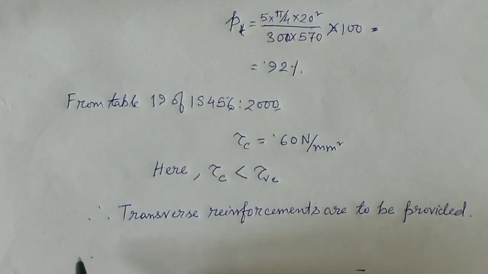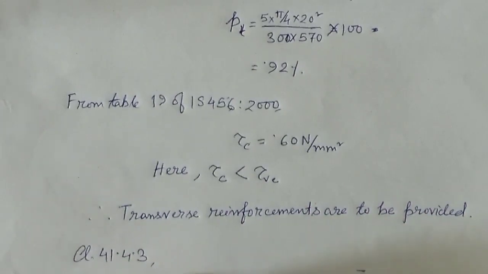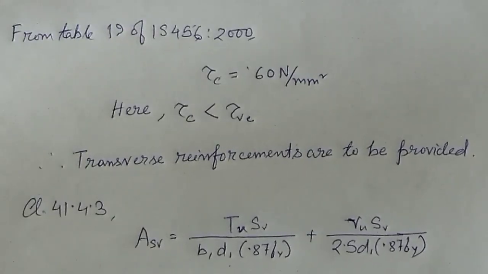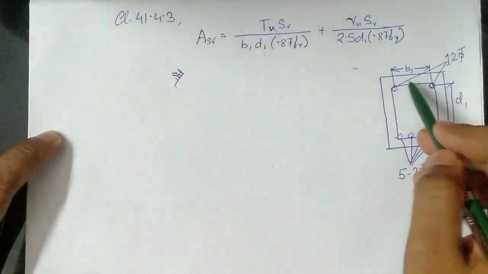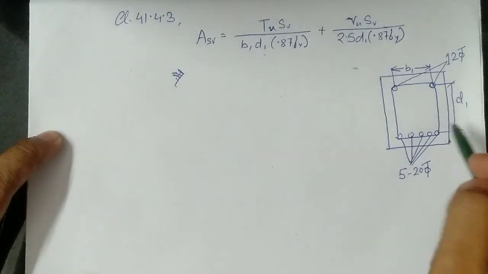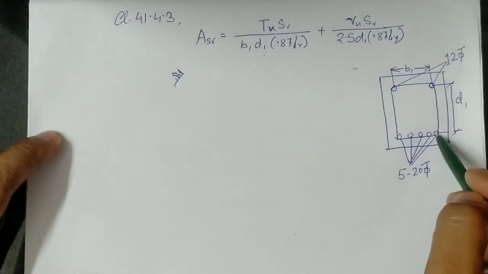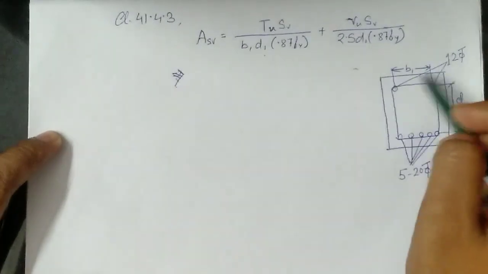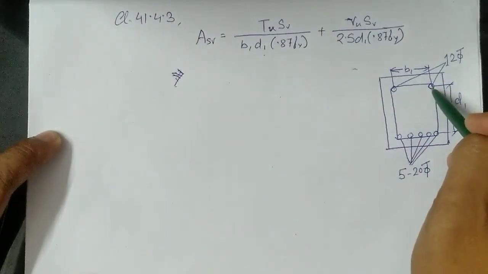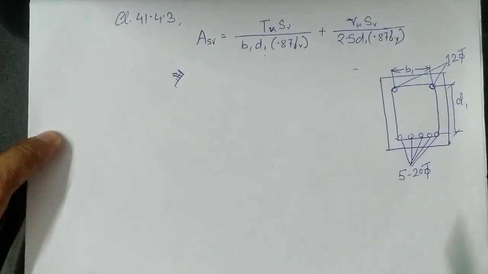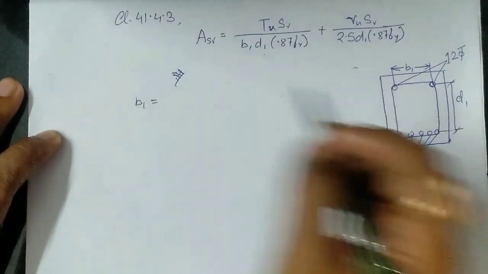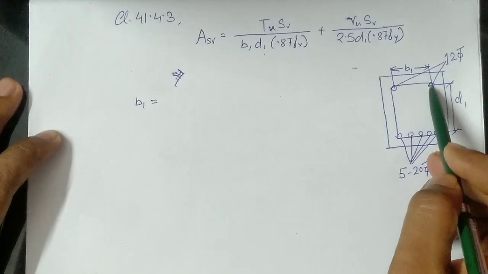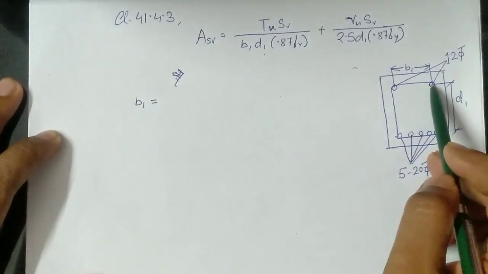Now, following clause 41.4.3, we have to calculate the value of b1 and d1. I have shown this RC cross section. These are the reinforcement in the tension side. In the compression side, I have given two hanger bars of 12 mm diameter. Now, b1 equals the distance between two hanger bars in the direction of width.